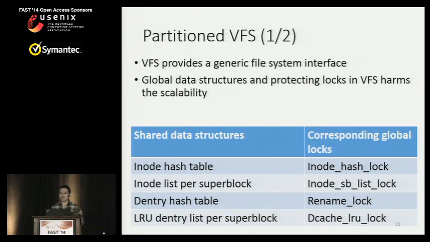Now, we introduce the second key component, PVFS, the Partitioned Virtual File System. As we know, the virtual file system in Linux provides a generic file system interface for applications to access underlying file systems in a uniform way. The use of global data structures and protecting locks in VFS will harm the OS scalability. The table shows the shared data structures and locks within the VFS.